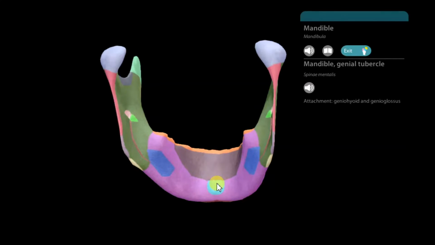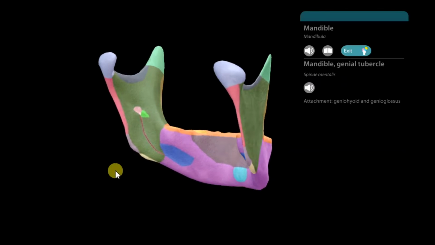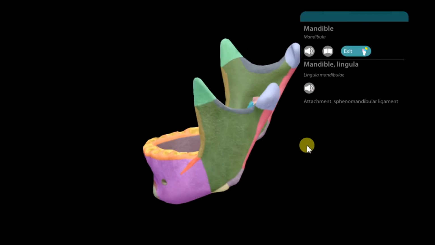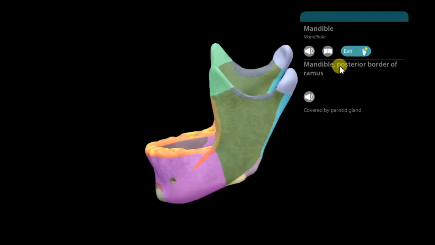And in this area we call the genial tubercle. We will see a red line in the ramus of the mandible, and it's called the mandibular groove. This area we call the mandibular foramen. Beside the mandibular foramen, we call this area the mandibular lingula. From this side, this one is the posterior border of the ramus, and this one the anterior border of the ramus.